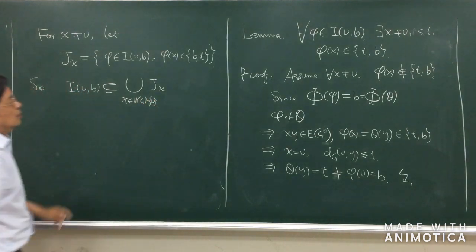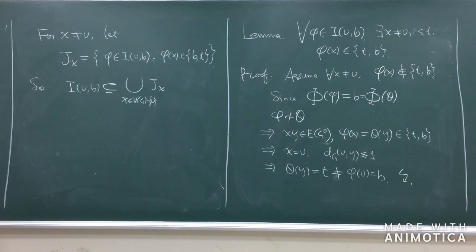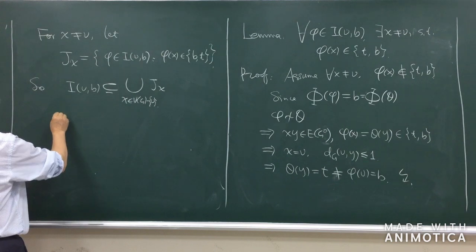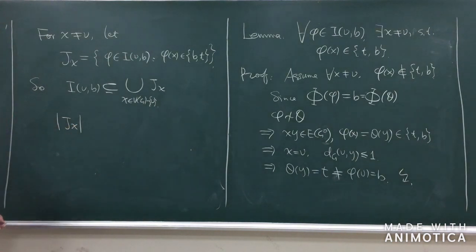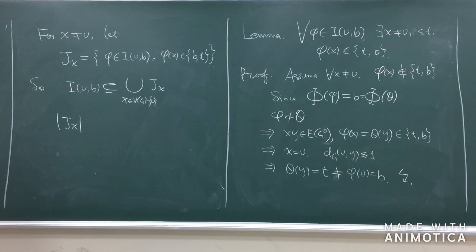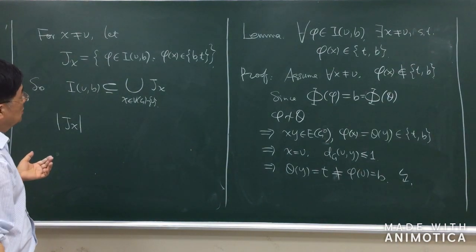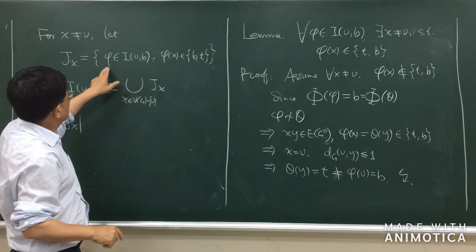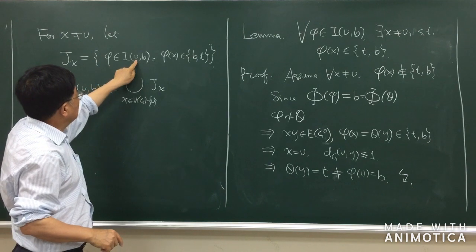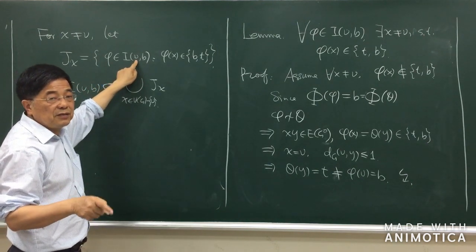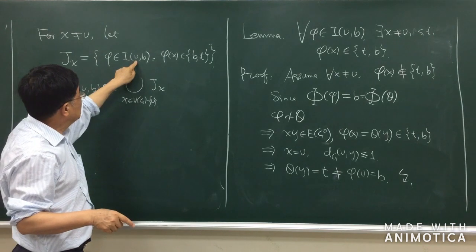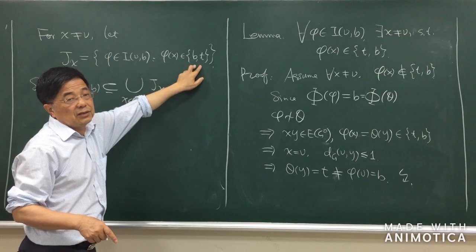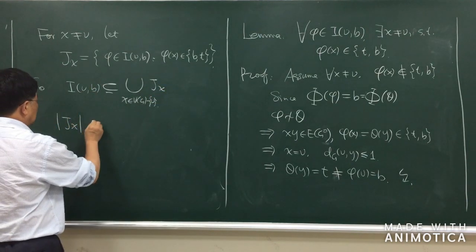All those x do not belong to v. Now how big is J x? What is the size of J x? So J x are simple maps. In those maps, phi v equals b. The color of v is fixed. And for x, there are two choices for x.